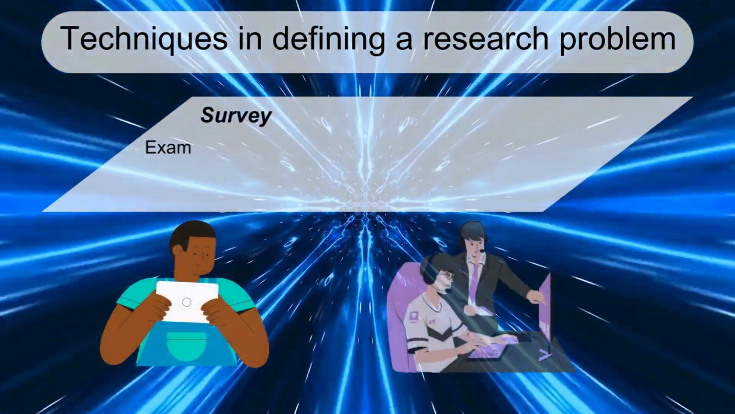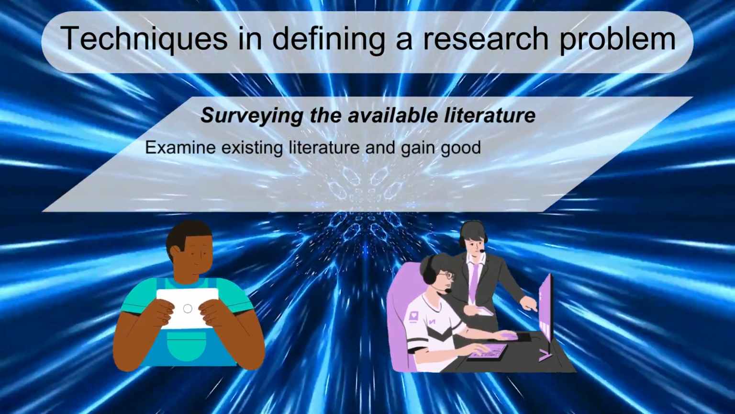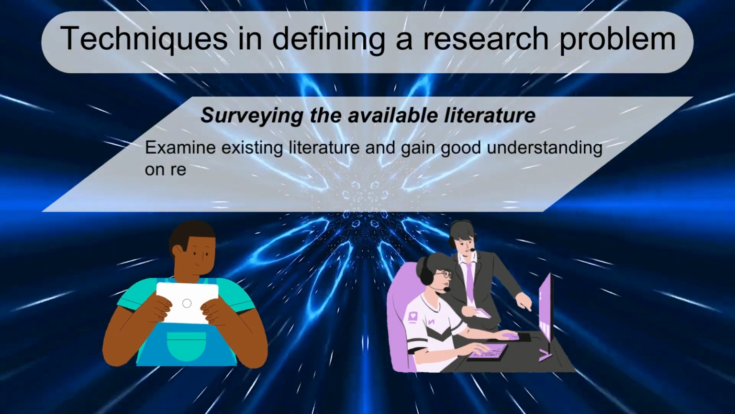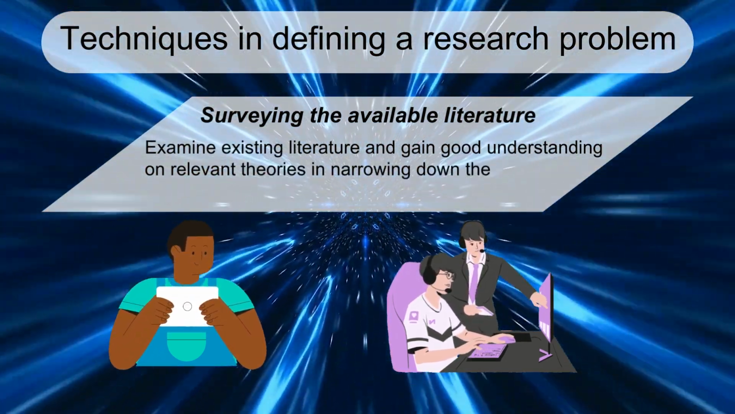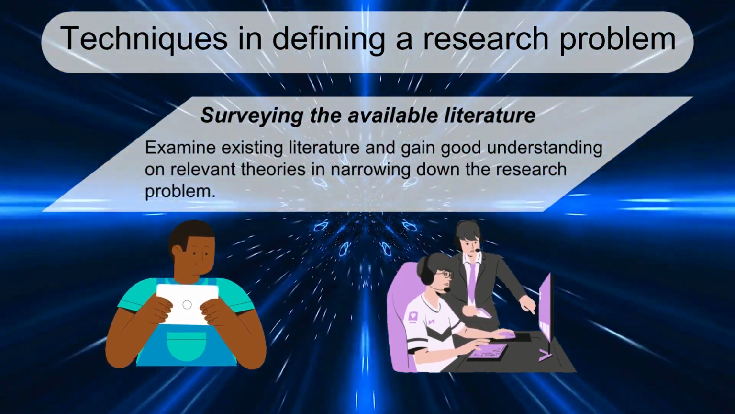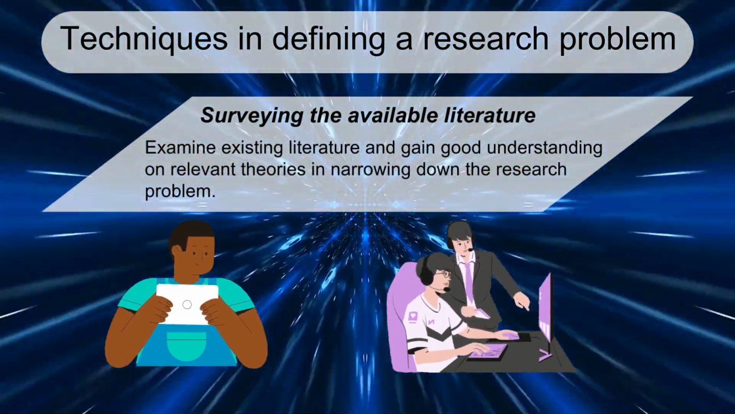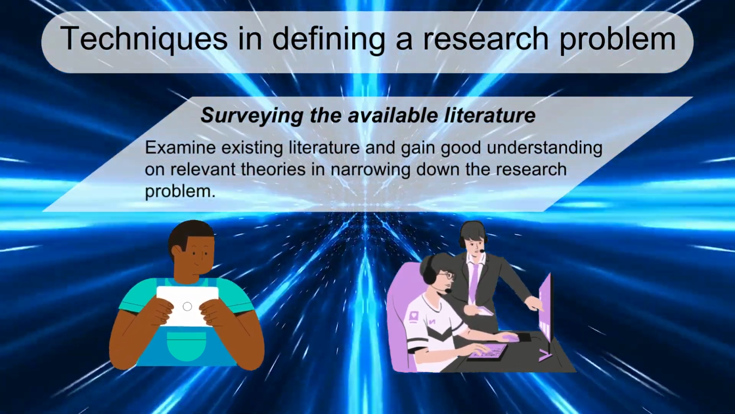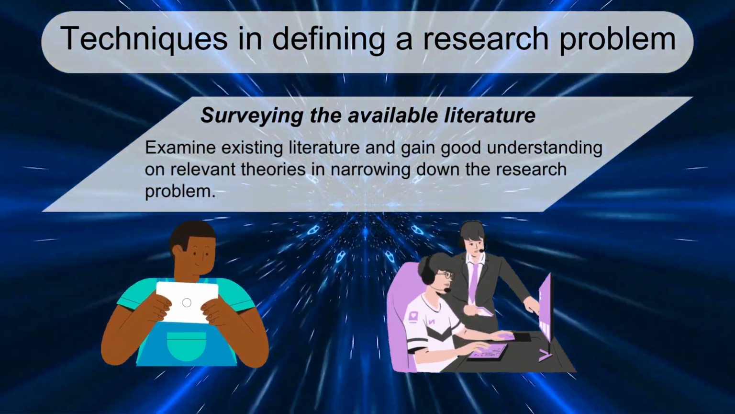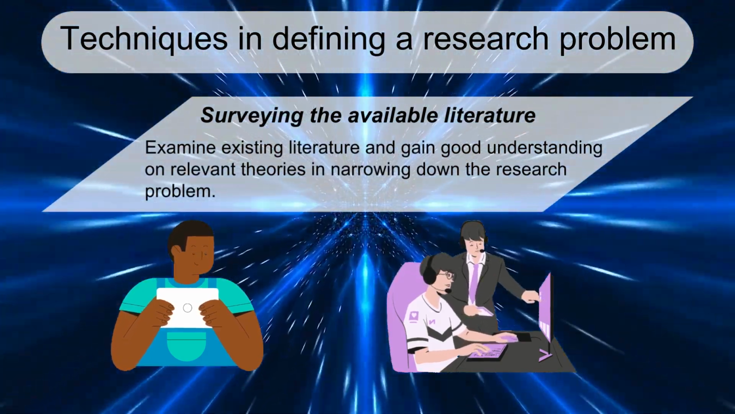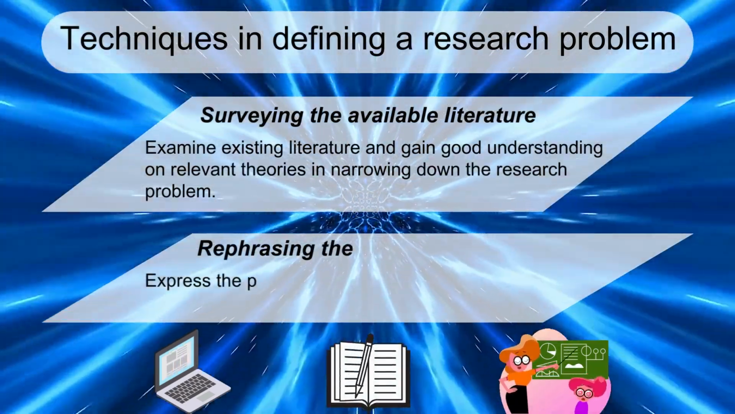Third, surveying the available literature. To define the research problem, it is important for the researcher to thoroughly examine existing literature and gain a good understanding of relevant theories, reports, and records. This process helps to identify the data and resources that are available, which in turn helps to narrow down the problem and decide on appropriate research methods. Additionally, studying related problems provides valuable insights into potential challenges, limitations in analysis, and potentially new approaches to tackle the current problem.